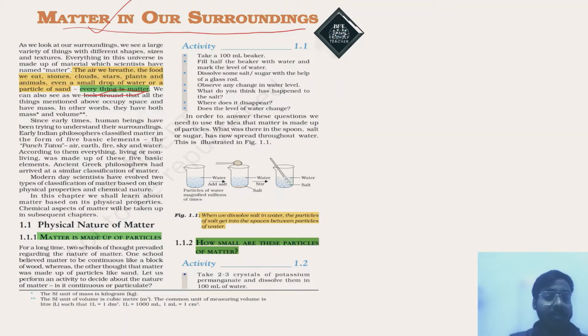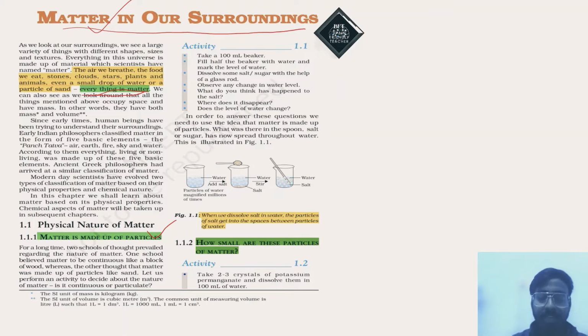So moving to our next thing, the physical nature. What is the nature? Like you can see the water can change its shape. This is different from the smartphone. So each and every matter has its physical nature. So there are some properties. First, matter is made up of particles.